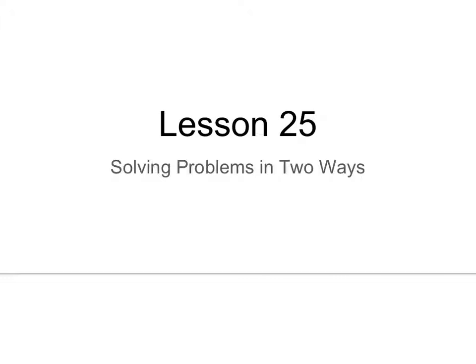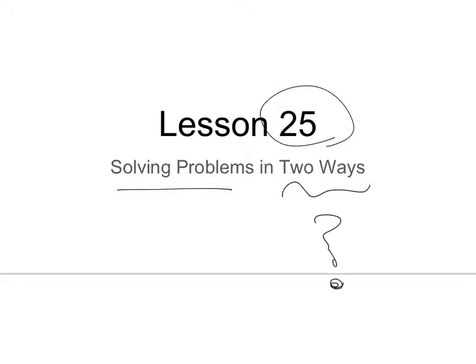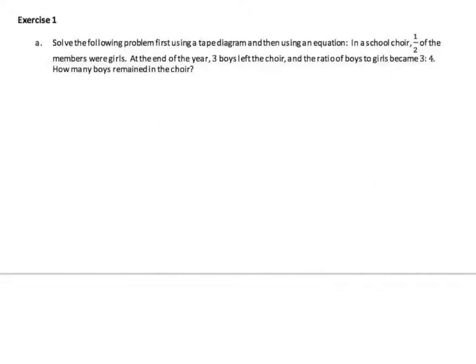All right, lesson 25. Solving problems in two ways. Two ways is questionable. I'm going to focus on one particular way. So let's just go. All right, solve the following problem using an equation. We're not going to go through the tape diagram. You guys don't have any history with the tape diagrams, so it's sort of difficult to present it for the first time with algebra. So we're going to go straight to an equation.